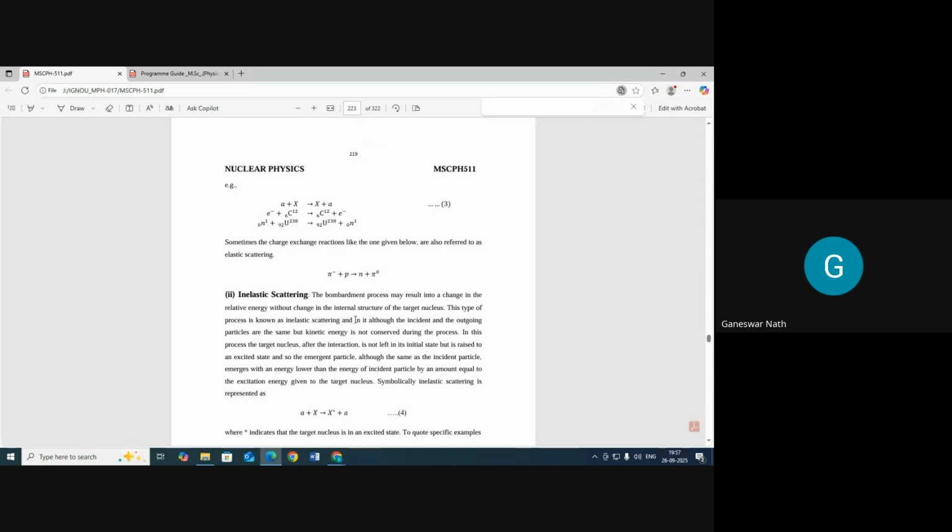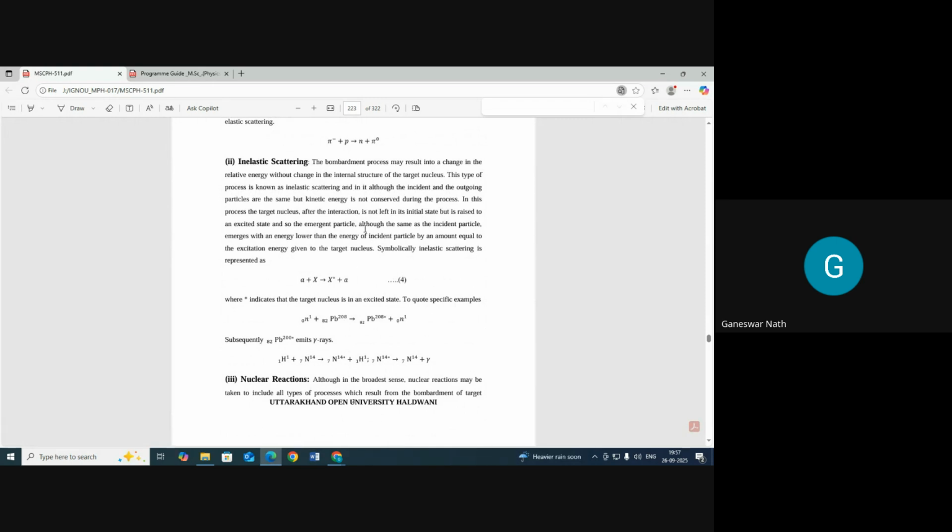In inelastic scattering, the bombardment process may result in a change in the relative energy without a change in the internal structure of the target nucleus, and this type of process is known as inelastic scattering. Although the incident and the outgoing particle are the same, the kinetic energy is not conserved during the process. You see, in inelastic scattering kinetic energy is not conserved, but in elastic scattering it is conserved. In this process the target nucleus after the interaction is not left in its initial state, but it is raised to an excited state.